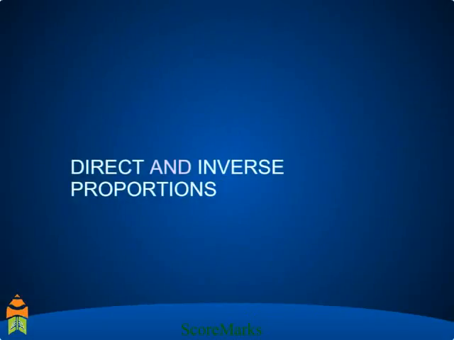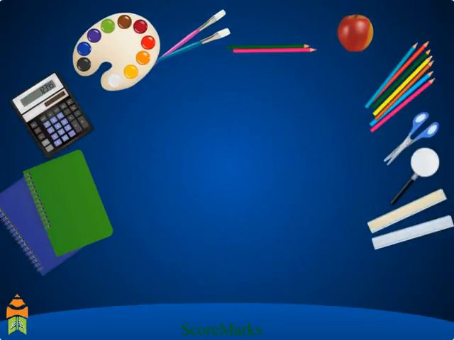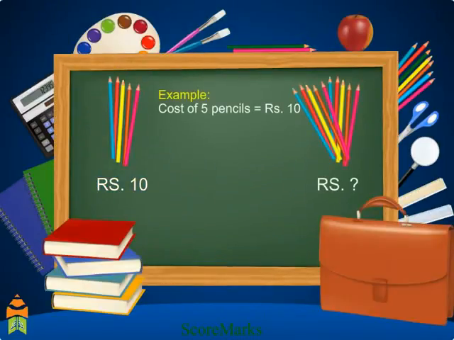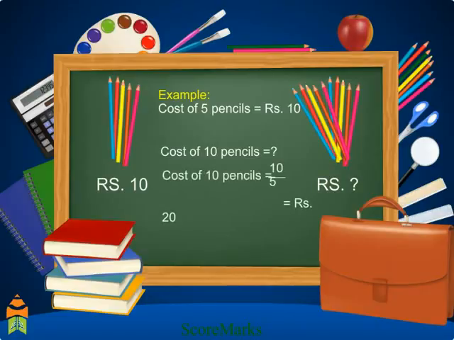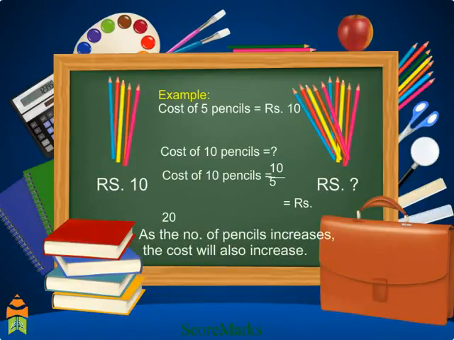Direct and inverse proportions. Consider an example. Cost of 5 pencils is rupees 10. What will be the cost of 10 pencils? The cost of 10 pencils will be rupees 20. Here we see that as the number of pencils increases, the cost will also increase. Hence, they vary directly with each other.